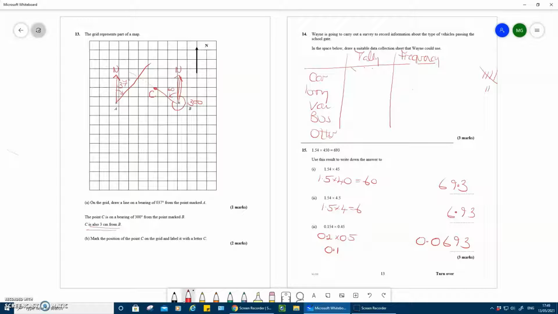A little bit harder, that one. Because I've made this bigger and this bigger, this answer is too big. So I have to go a little bit smaller, so 0.693. Tricky little one, that one.